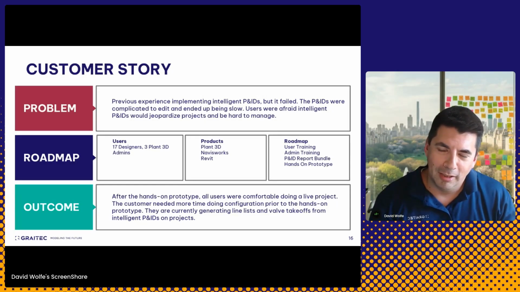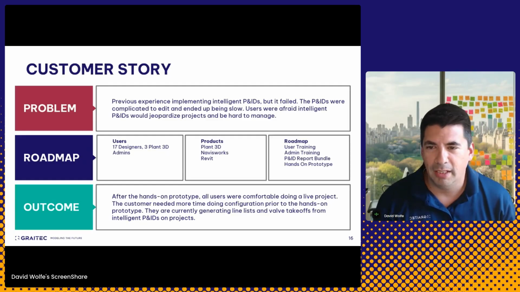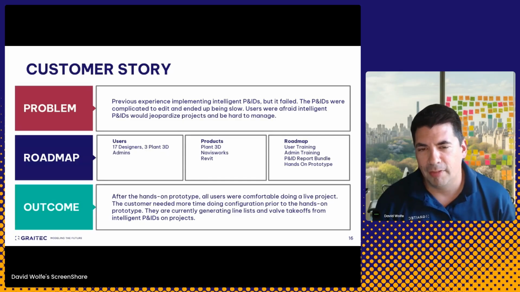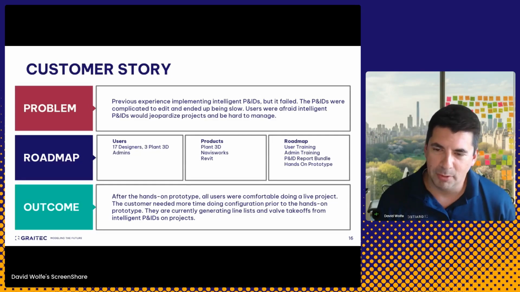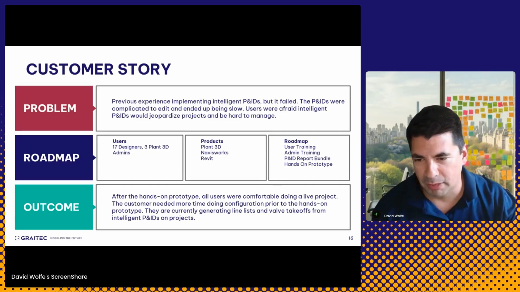But in our customer's experience, the P&IDs ended up being complicated to edit, and they were slower. And so they were afraid that if they tried to do intelligent P&IDs, it just would not work for them. And this is a company that had about 17 people in Plant 3D. Some of them were admins, some users. And they already have a fairly complex environment. They're used to using Plant 3D for piping, and they're using Navisworks and Revit alongside of it.